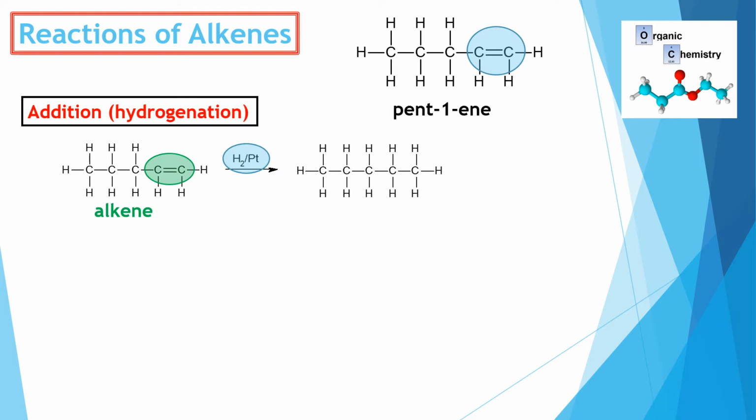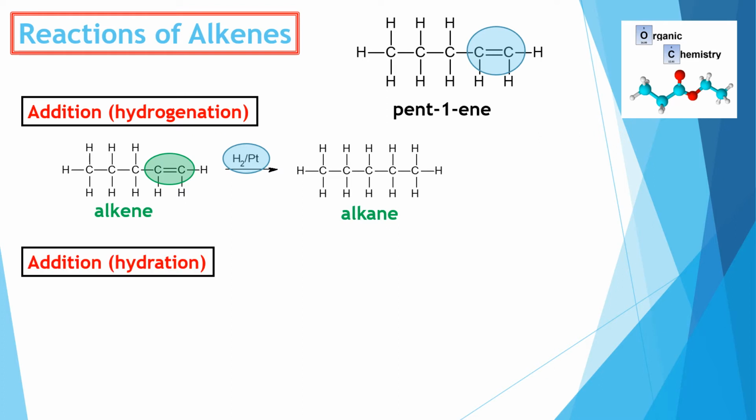Because we're adding just hydrogen, the double bond is breaking on either side. Well, one of the bonds is breaking on either side of the double bond. We've got the 2 carbons making 2 new bonds to hydrogens. And that produces an alkane. So that's hydrogenation. Next type of addition reaction, these are all addition reactions, is hydration.